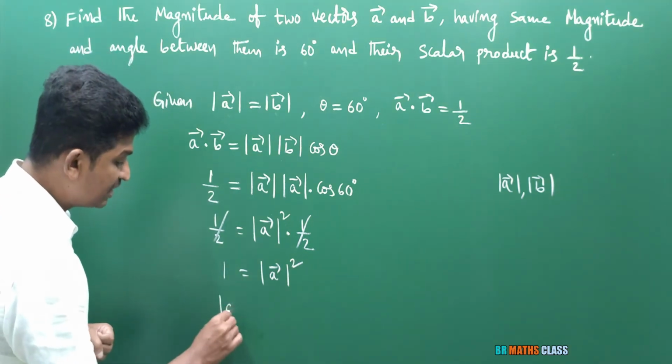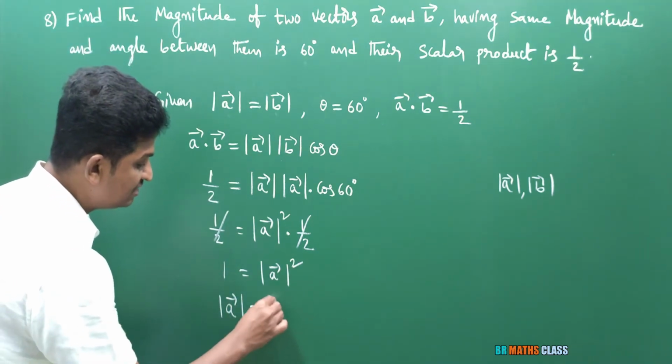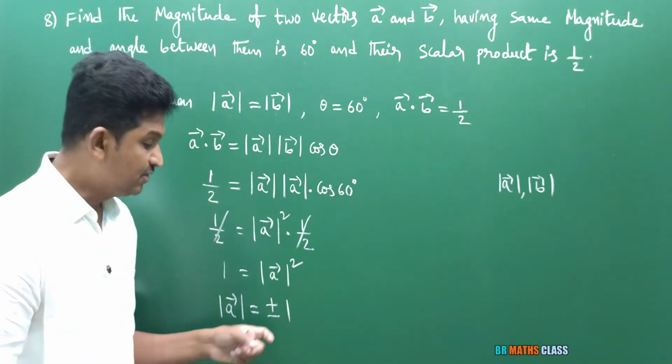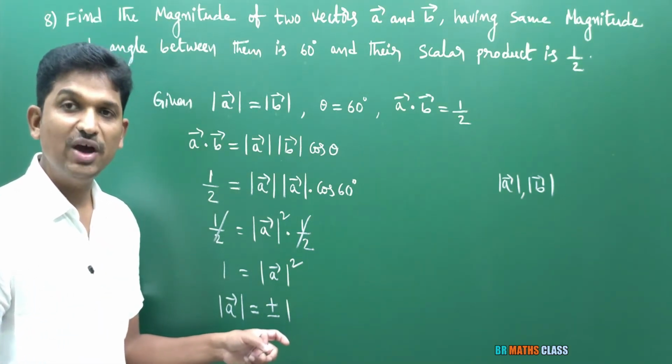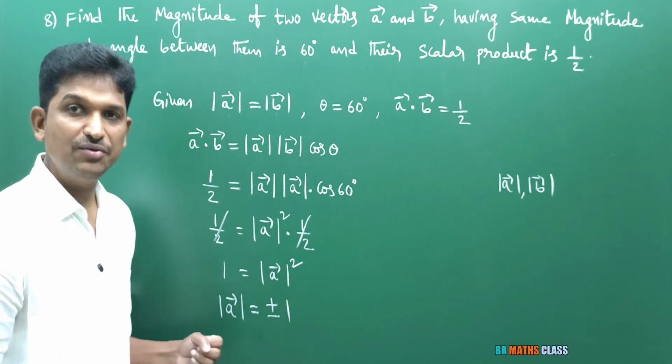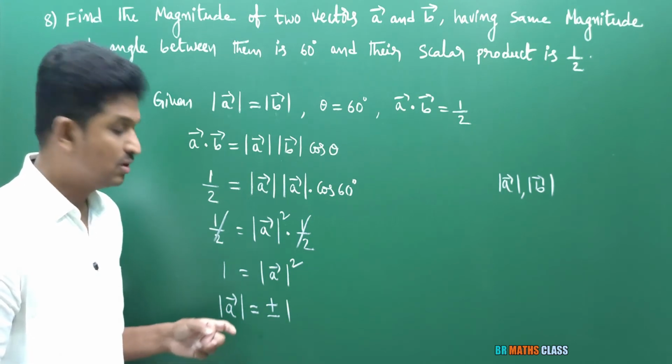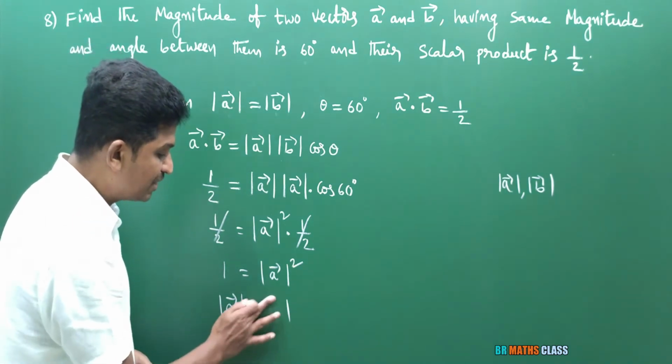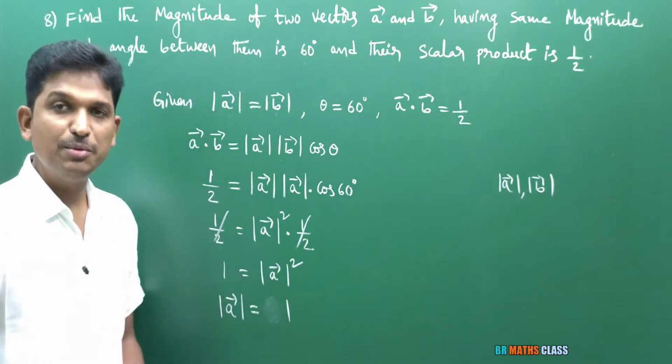So from this, what is the magnitude of A bar? The magnitude of A bar is plus or minus 1. But we won't consider minus 1 here. Why? Magnitude means the length of the vector, which is always positive. So we will take the magnitude of A bar as plus 1 only.